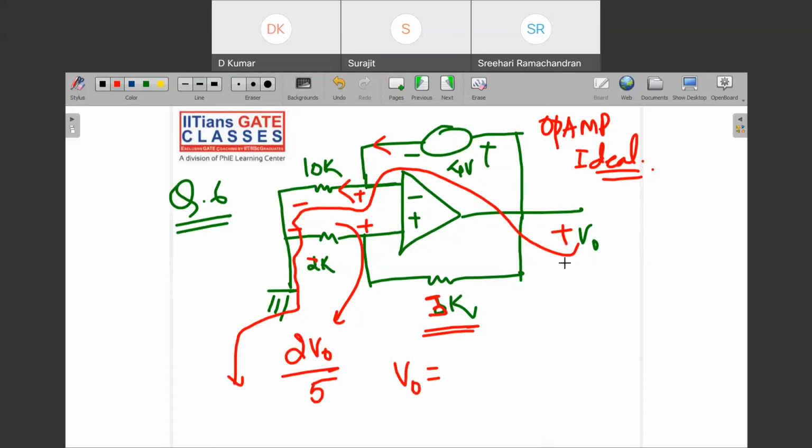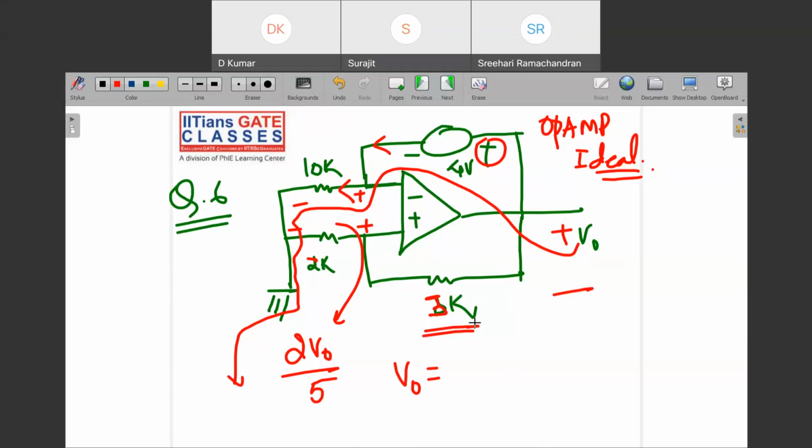Please apply KVL properly. Take first sign, minus, plus, and then plus, right? Drop across this. Have you got the answer now? One line answer. V naught is? So 25 by 6, 20 by 3, 25 by 6, right? Oh, 25 by 6 you are getting. That is 10K, 2K, and 3K, and this.